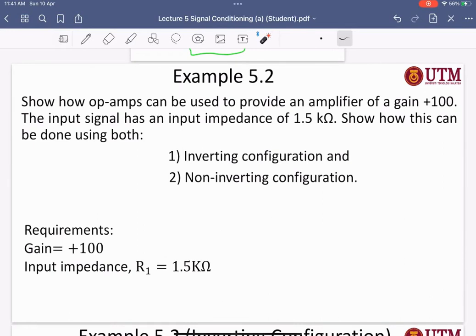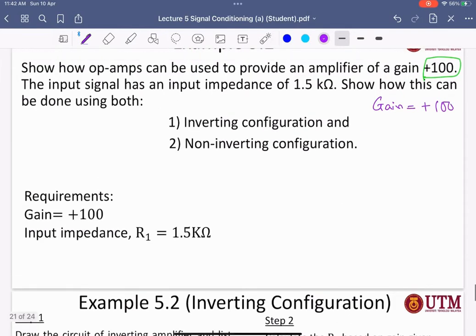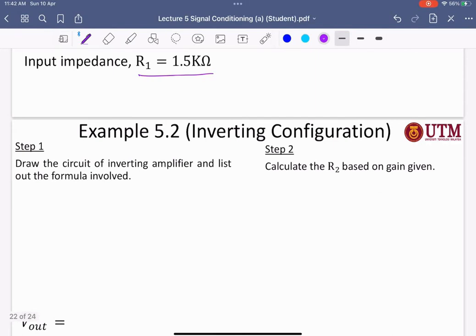Okay, so show how the op-amp can be used to provide an amplifier of gain plus 100. The input signal has an input impedance of 1.5 kilo ohm. Show how this can be done using both inverting and non-inverting configurations. So you want the overall gain to be positive 100, and the input impedance R1 is 1.5k. Let's do this. It's a simple circuit.